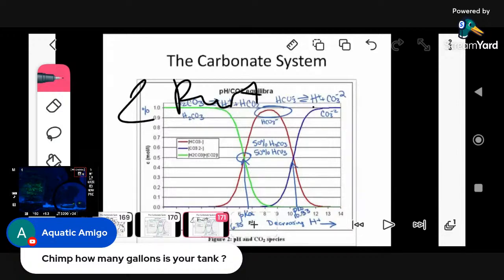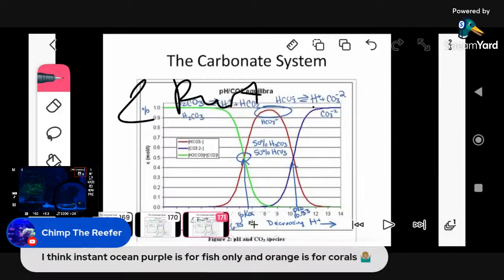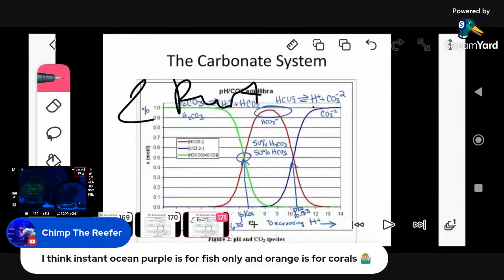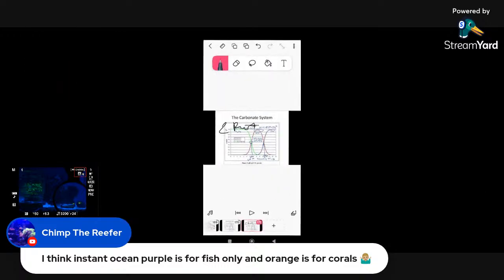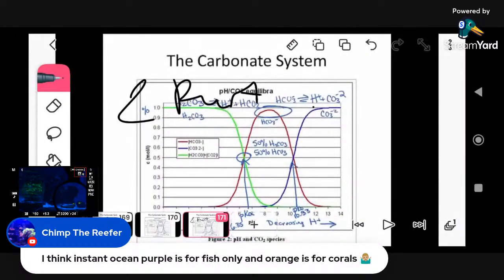Champ, how many gallons is your tank? I think Instant Ocean purple is for the fish only, and orange is for the corals. Okay, so you see, Chimp, that's what I mean, bro. It's all the same ocean. It's the same water, bro. There should be no chemistry change. It should all be the same water chemistry, in my opinion. What do you guys think? Am I wrong?